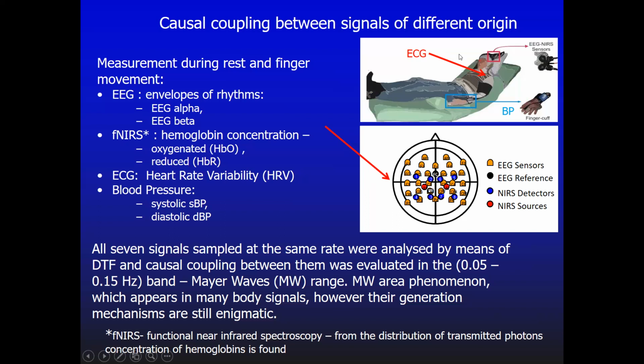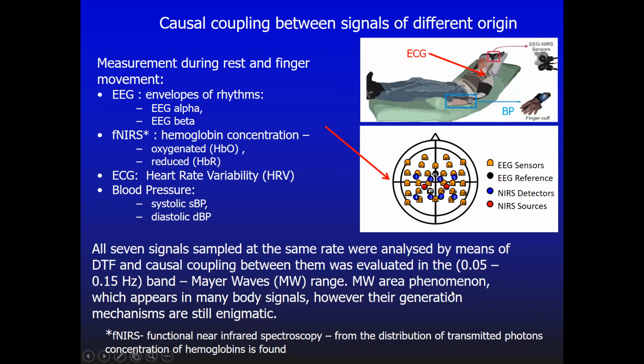We measured also ECG, electrocardiogram, and from ECG, heart rate variability can be easily assessed. And then we have measured blood pressure, systolic and diastolic, from the finger cuff. So all 7 signals sampled at the same rate were analyzed by means of DTF, and causal coupling between them was evaluated in this band of Mayer waves range.